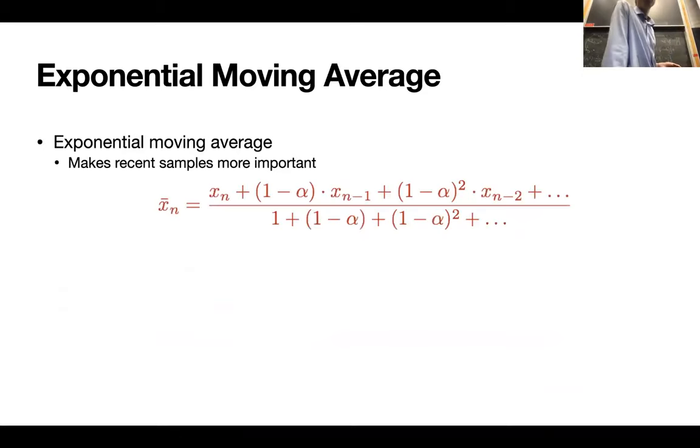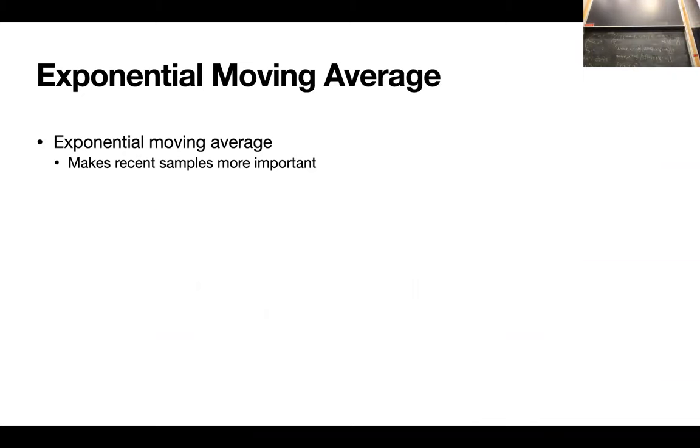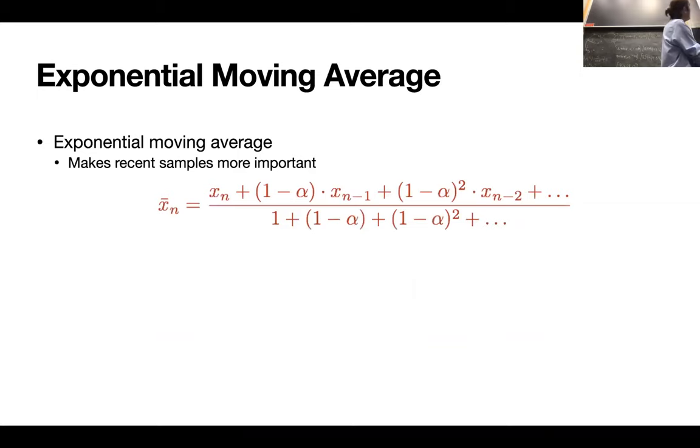So this idea is basically based on a fundamental concept called the exponential moving average, which tells us that if we have a series of numbers xn, xn minus 1, xn minus 2, and so on, we compute the average, this exponential moving average, as a weighted average where the weights are 1, 1 minus alpha, 1 minus alpha squared, and so on. So it's a geometric series, while the exponent is increasing.